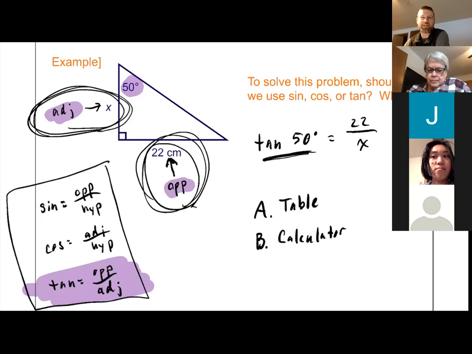You can ignore the question. It says, do you want to try it yourself? But that's not what we're looking at. We're looking at table or calculator. So say A if you prefer the table, B if you prefer a calculator. If you don't care, then you don't have to vote.